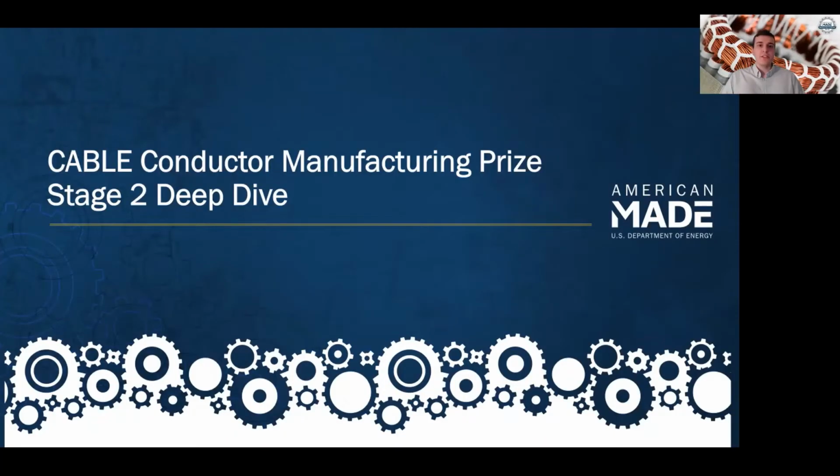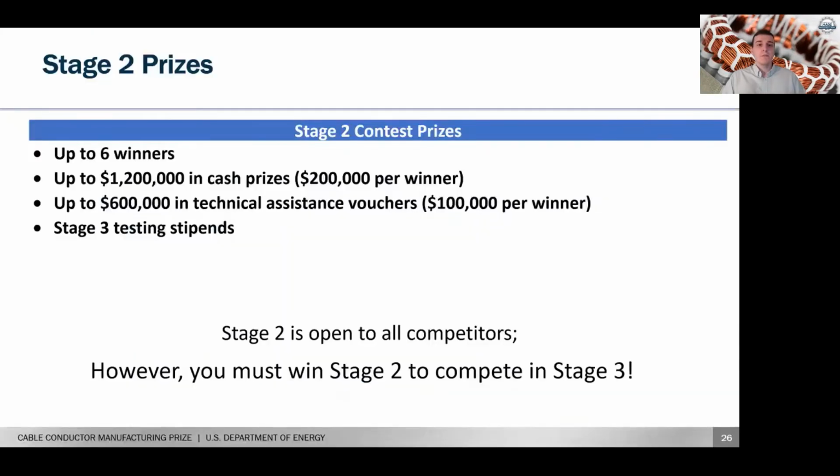So potential Stage 2 prize competitors, this section is for you. Please put any questions you have during this section in the Q&A chat. So first, some specifics on the prizes. As noted by Emily, not just the 10 Stage 1 winners, but anyone can compete in Stage 2, which will have up to 6 winners. These winners will be competing in a pool of up to $1,200,000 in cash prizes, or $200,000 per winner, and up to $600,000 in technical assistance vouchers, $100,000 per winner. They'll also be receiving Stage 3 testing stipends.